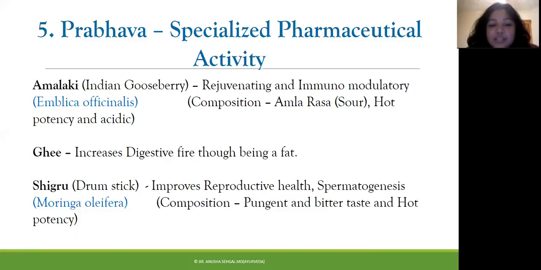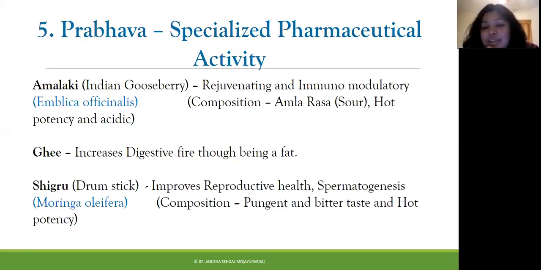So for instance, an example of this is amlaki, which is a predominantly sour substance. Amlaki is the gooseberry, okay? So it is a very sour substance, but even though it has a sour taste, it has a madhura vipaka, and it actually pacifies pitta. It does not aggravate pitta. So you would think something that is sour should aggravate pitta, but amlaki is an example of something that doesn't.